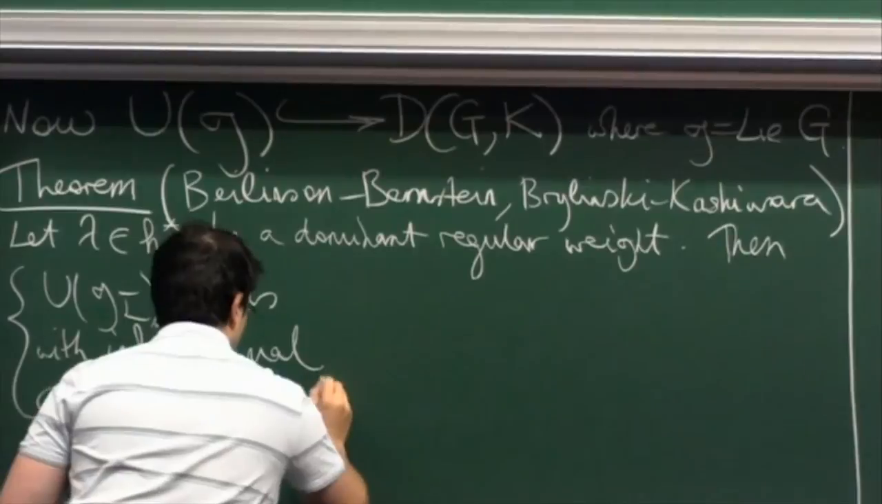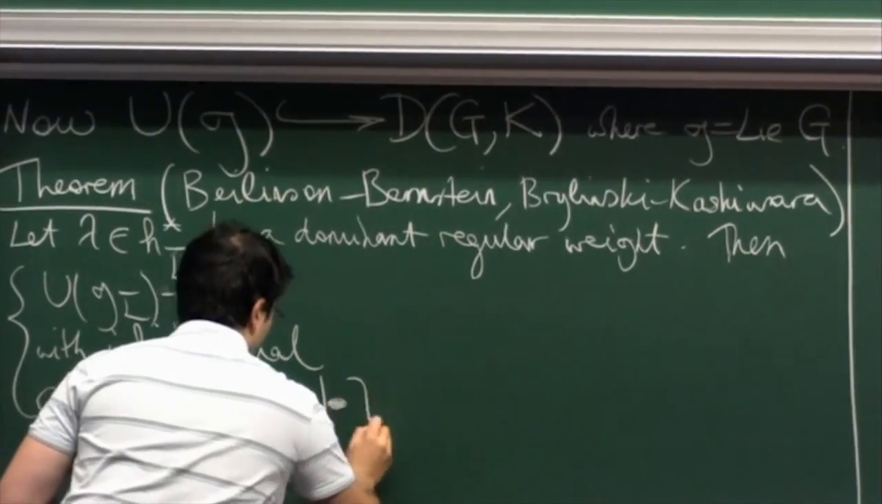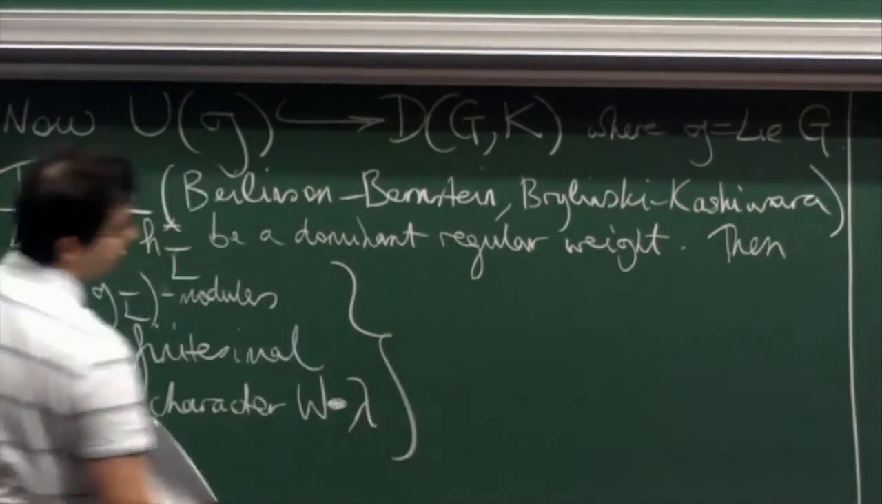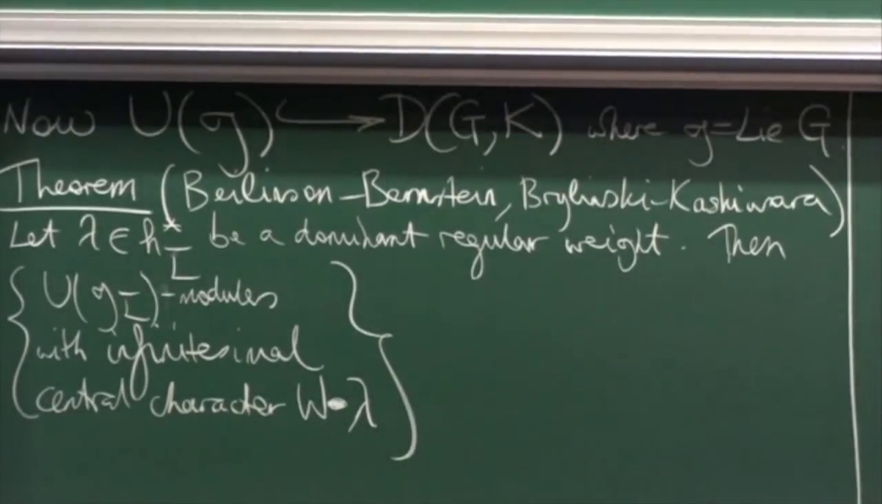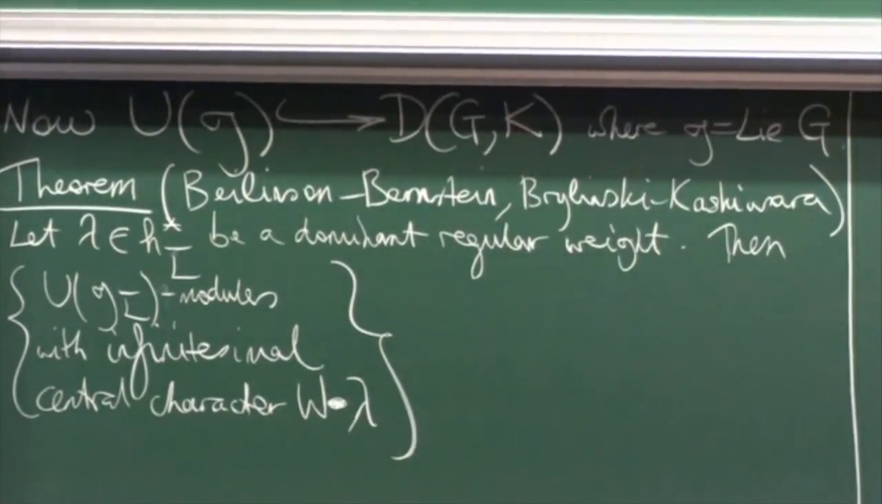Otherwise, you have to... Dominant is a positivity condition: lambda of H_alpha is not in the set {-1, -2, -3, -4, -5, ...} for every H_alpha. Ah, not in. Yes, okay.